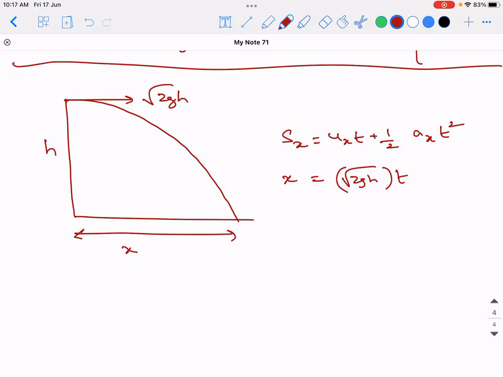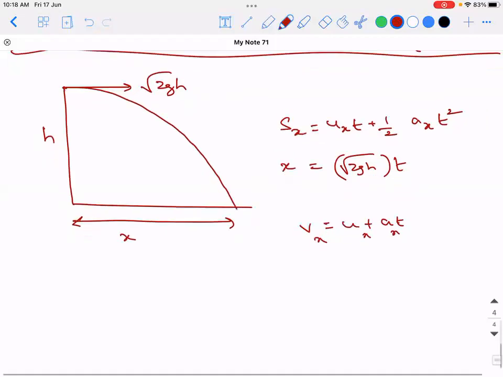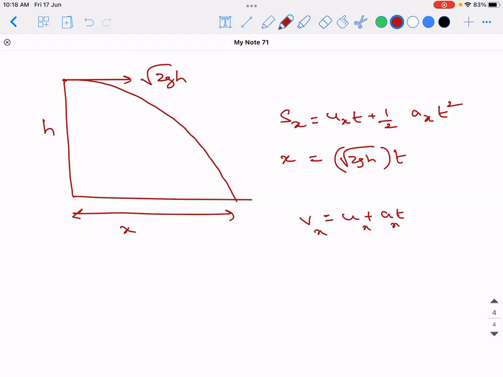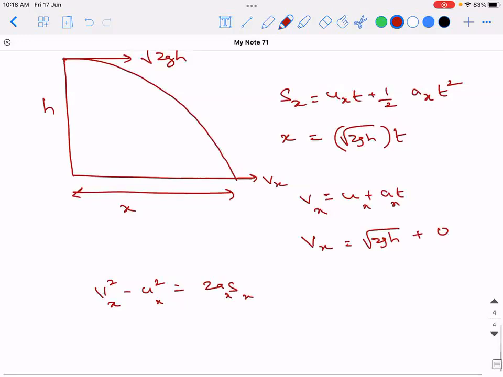So you can use v square minus u square, or you can use v is equal to u plus at along the x direction. Velocity along the x direction is the velocity with which it is reaching here. Vx is equal to root 2gh plus acceleration along x direction, which is 0. If you use v square minus u square is equal to 2as along x direction, you are getting displacement to be 0. You need to calculate the time it takes for the particle to come and hit this point.